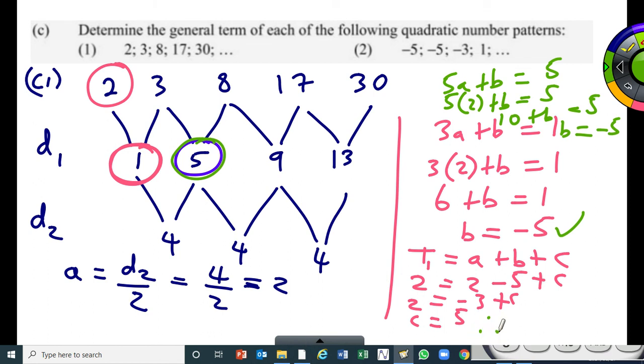So this will be equal to Tn equal to, a is 2, so that will be 2n squared. b is minus 5, so that will be minus 5n. c is 5, so it will be plus 5. So that's the general term. All right.